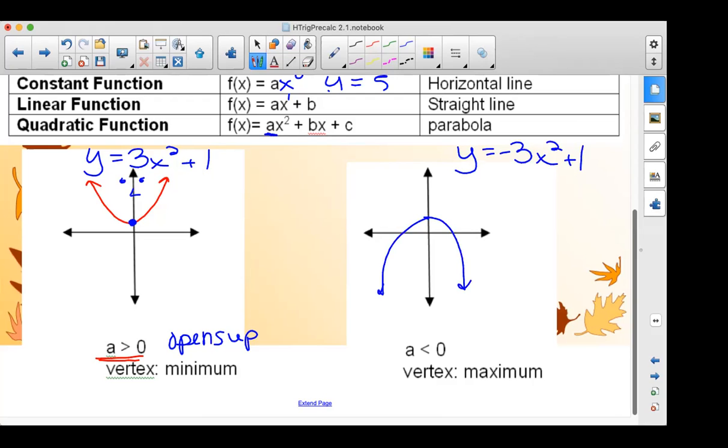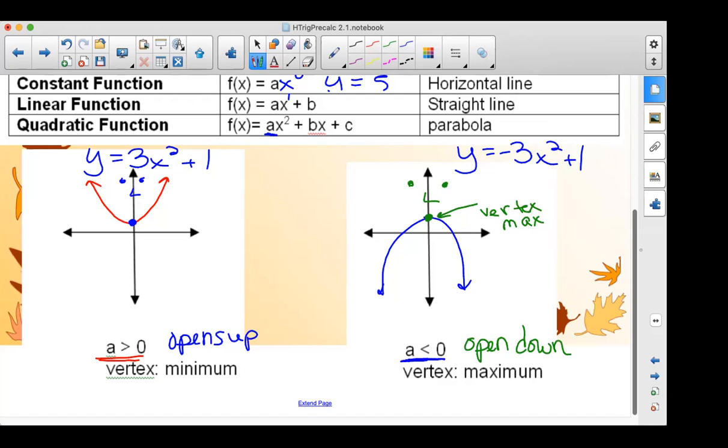And makes a frown. So my sad graph, frowning, still has a vertex. There's a dimple on its chin. But that vertex is now a maximum because it's the highest point of our graph. That happens when the graph opens down. So if it opens down, it creates a frown, but the highest point is the vertex.